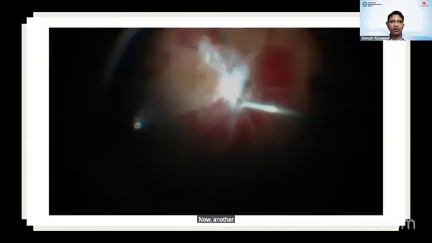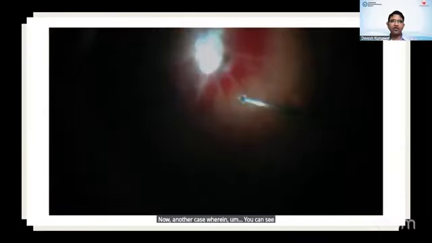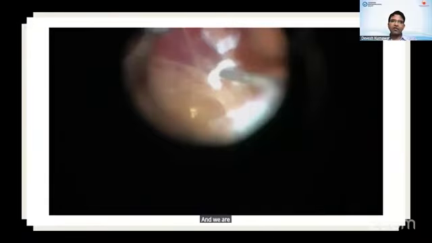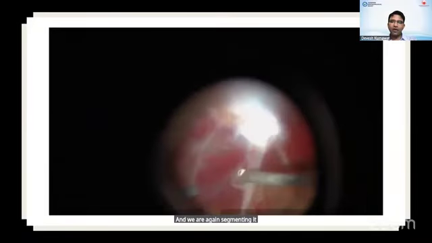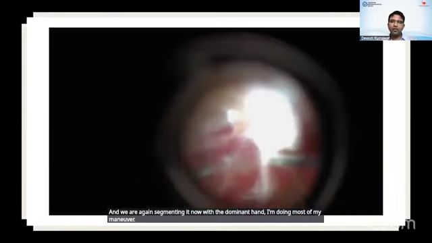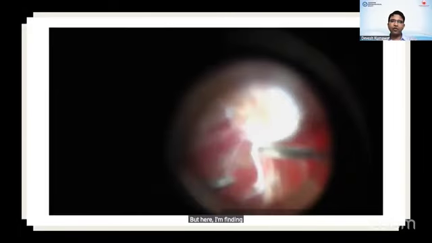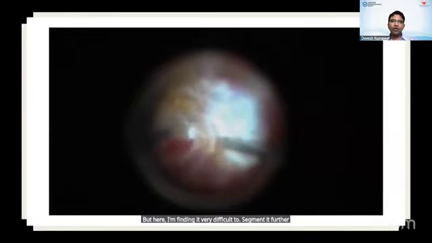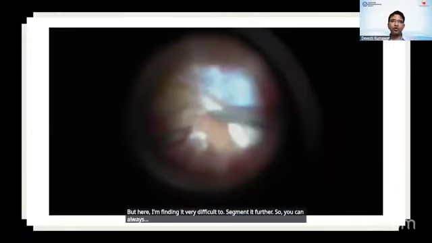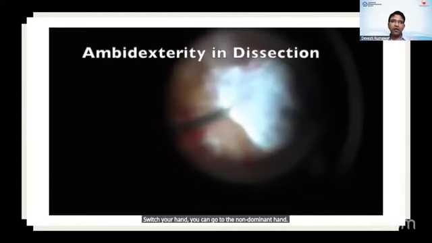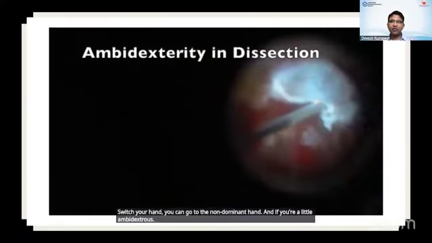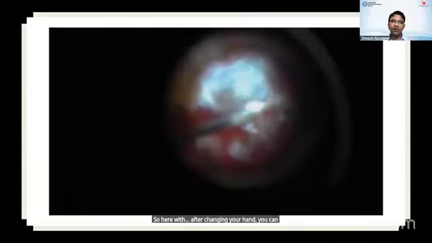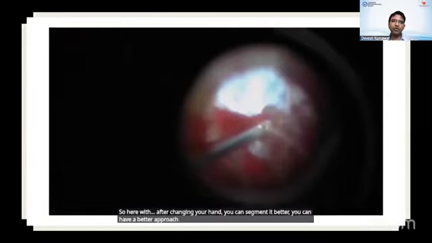Now, another case wherein you can see that there is a complex tractional retinal detachment, and we are again segmenting it. With the dominant hand, I am doing most of my maneuvers, but here I'm finding it very difficult to segment it further. So you can always switch your hand. You can go to the non-dominant hand, and if you are a little ambidextrous, then your surgery becomes much easier. So here, after changing your hand, you can segment it better. You can have a better approach to the dissection.